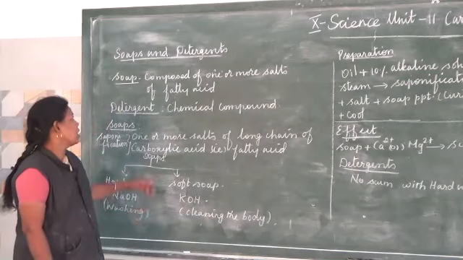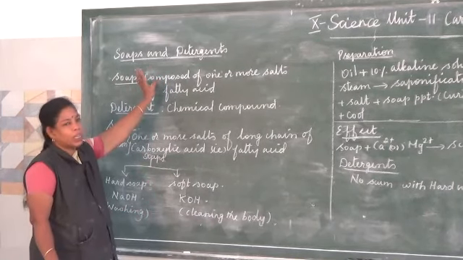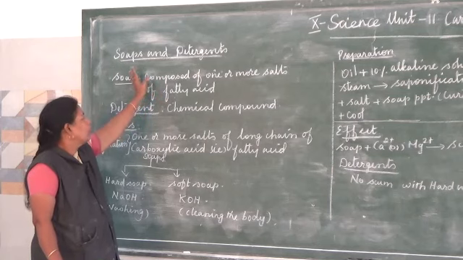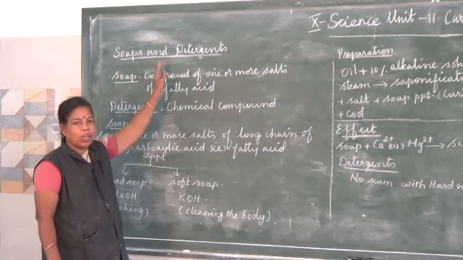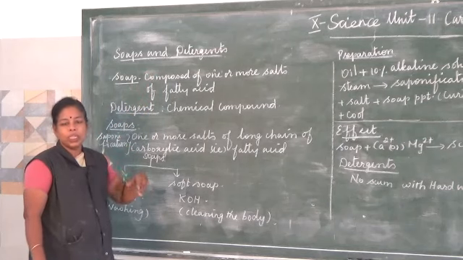Now we are going to see about soaps and detergents. Soaps and detergents are also organic compounds, and we know how soaps are used in our life. They are used as a cleaning agent for clothes as well as our body.